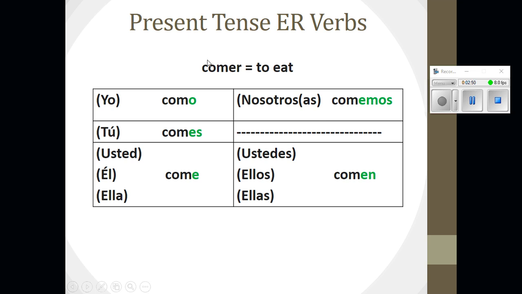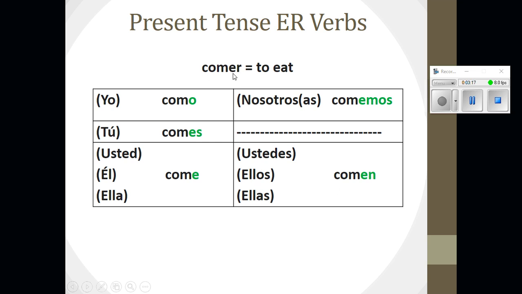All right, let's fill out a conjugation for the verb comer. Remember, comer means to eat. When we conjugate it, we change it, okay, to match the subject. So instead of saying to eat, you can say I eat, I am eating, or I do eat, okay? All right, so yo como, tú comes, usted, él, ella come, nosotros comemos, ustedes, ellos, ellas comen.